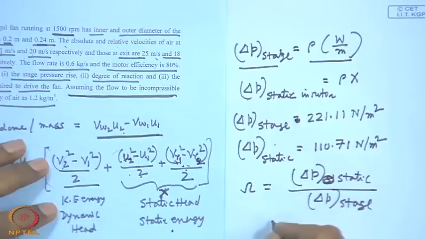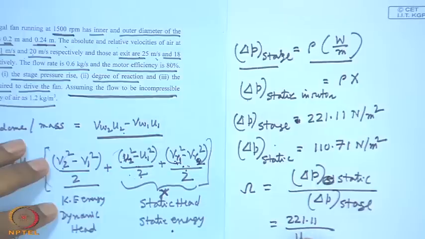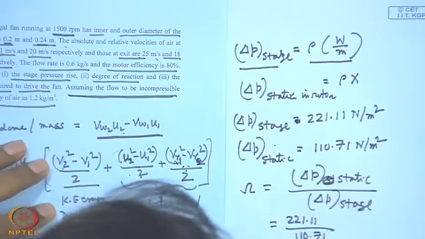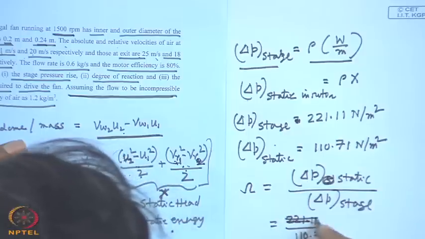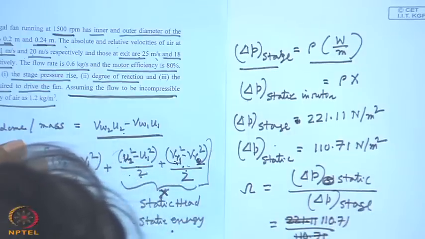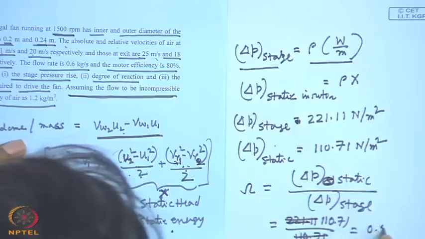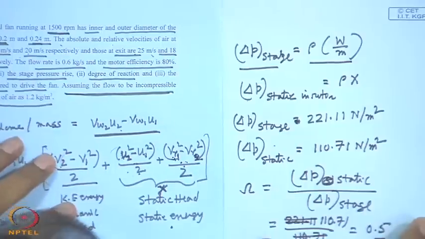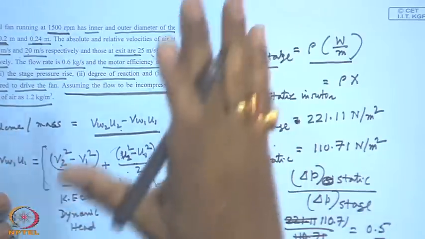Now, 221.11 divided by 110.71. Oh sorry, it is just reverse: 110.71 by 221.11, this will be roughly 0.5. Now this is very simple, this is numerical, but what is the concept? Earlier, if you recall the earlier discussions, the degree of reaction was defined in terms of the change in static pressure in the machine divided by the total head or total energy given in the machine. And this definition holds true for every machine.